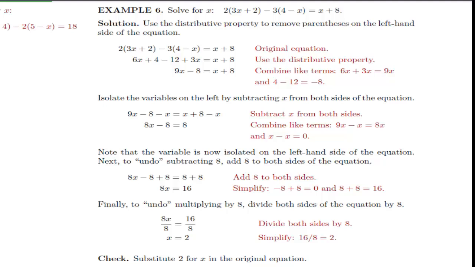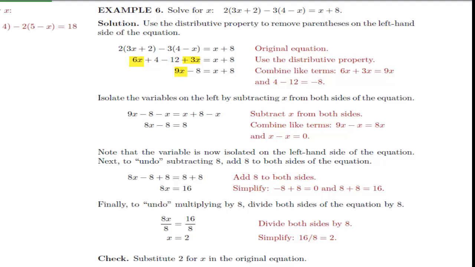Example 6. Solve for x in the equation 2 times the sum of 3x and 2 minus 3 times the difference of 4 and x equals x plus 8. Solution. Use the distributive property to remove parentheses on the left-hand side of the equation. Distributing the 2 first, we get 2 times 3x is 6x, and 2 times plus 2 is plus 4. Then, distributing the 3, negative 3 times a positive 4 is negative 12, and negative 3 times a negative x is positive 3x.